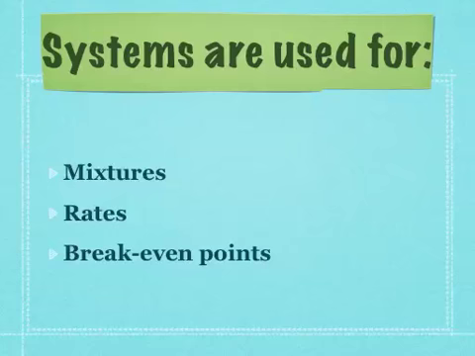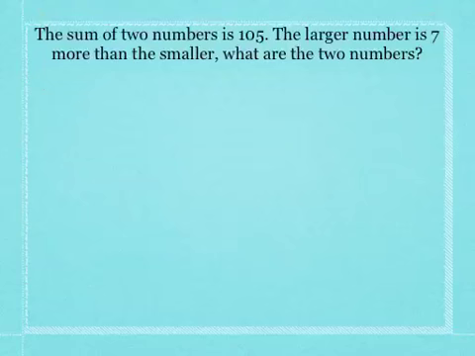Systems are used in real life for mixtures, rates, and break-even points. This first example says the sum of 2 numbers is 105. The larger number is 7 more than the smaller number. What are the 2 numbers?